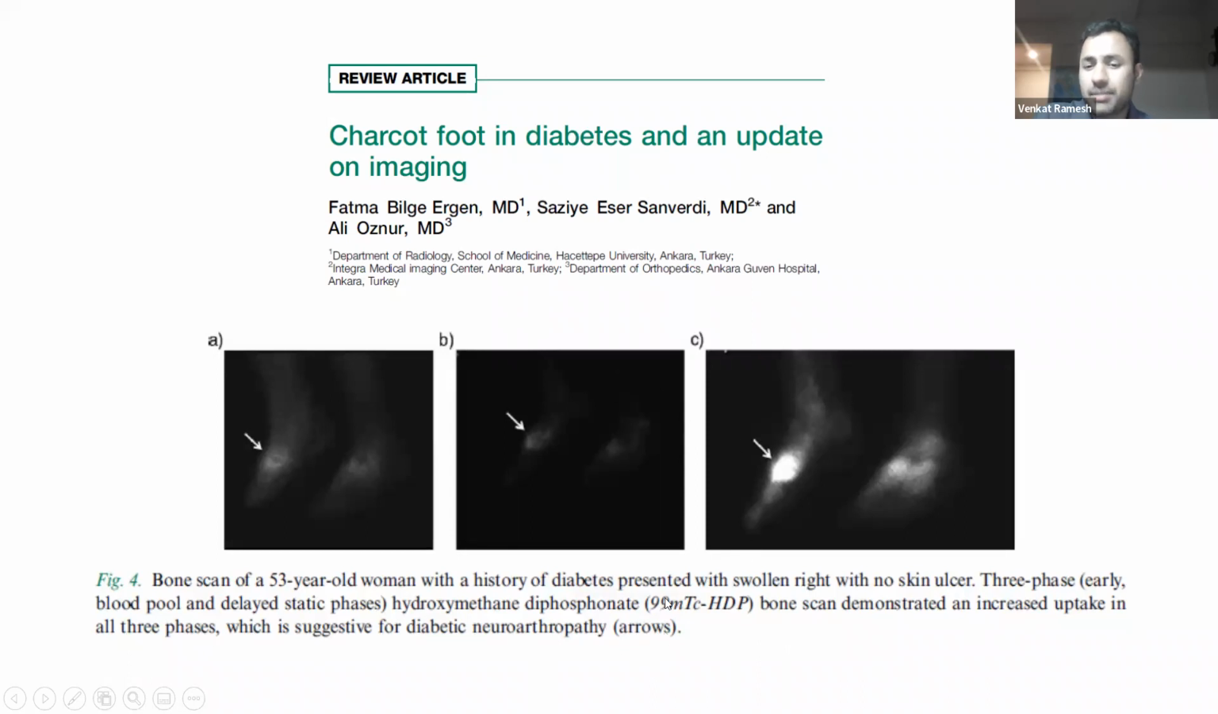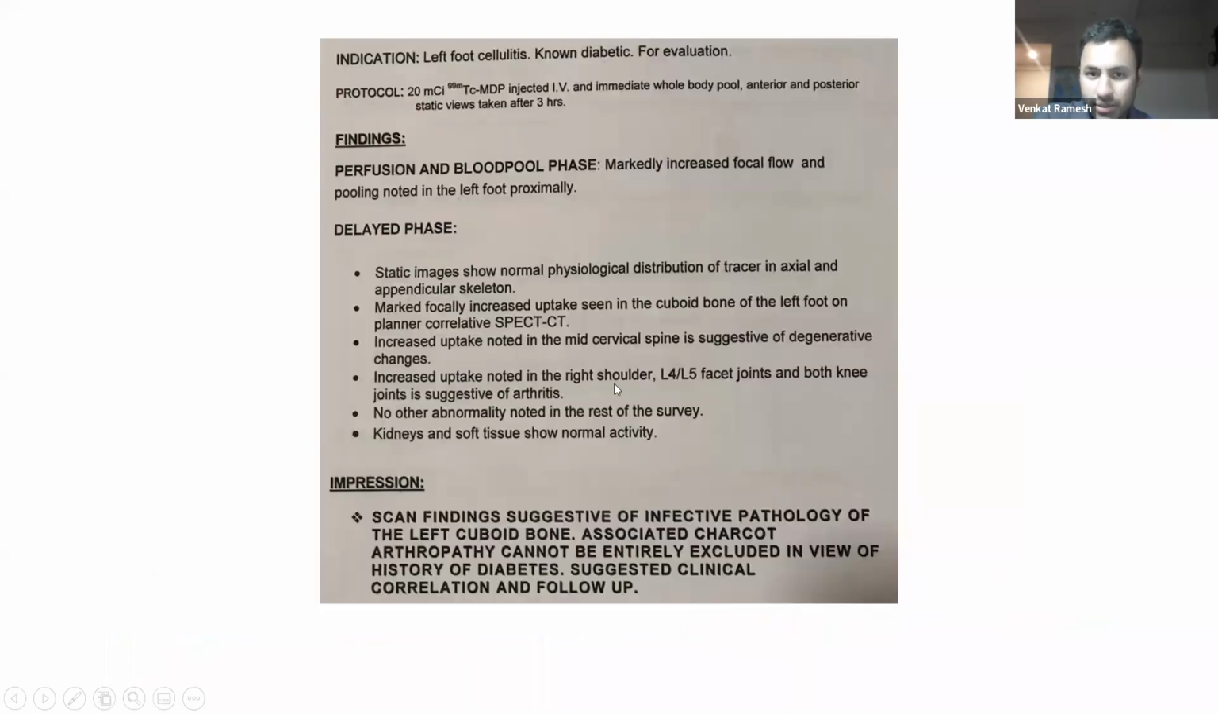But this increased uptake may also be seen with osteomyelitis. So it's something that has to be clinically correlated, and that was exactly what was described in how it was read. So: left cuboid bone infected pathology, associated Charcot arthropathy cannot be entirely excluded in view of the history of diabetes.